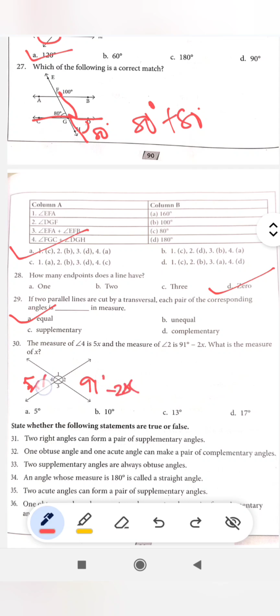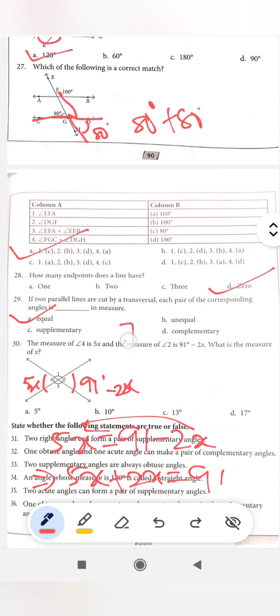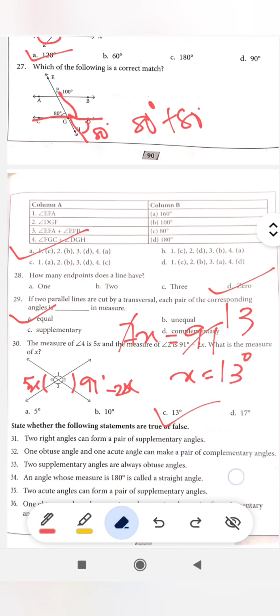So here angle 4 and angle 2 are vertically opposite angles which are equal. So 5x is equal to 91 minus 2x, and minus 2x will go to that side. So 5x plus 2x is equal to 91. It means 7x is equal to 91. 7 13s are 91, so x is equal to 13 degrees. Option C is the correct answer.